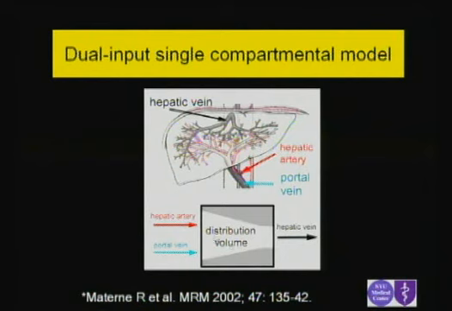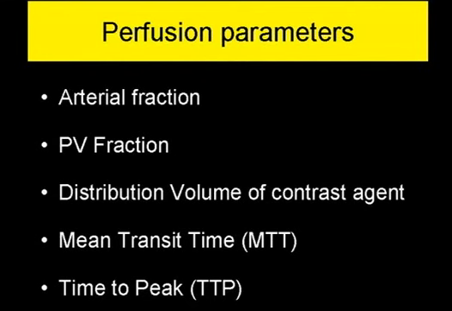So we use some kind of complex mathematical modeling. Basically, this is the liver, so 2 inputs and a single outflow. And you can use all these parameters that you can quantify. You can quantify the amount of arterial flow going to the liver and the portovenous flow. You can quantify the transit time of contrast, gadolinium, into the liver. You can also look at the distribution volume of contrast, and you can look at the time to peak of contrast, like you do, for instance, for brain tumors.